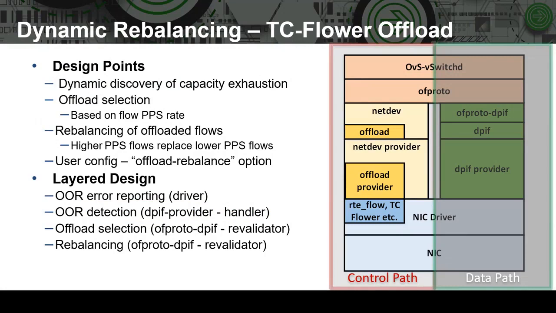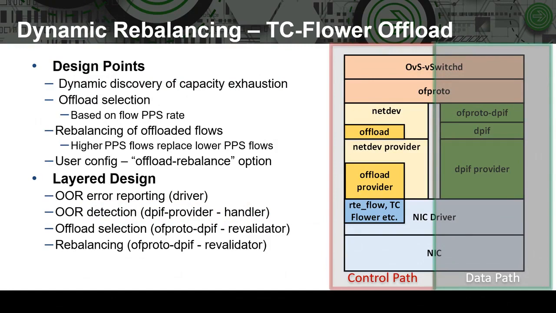The second step is marking the specific netdev to be in OOR state in OVS, which initiates rebalancing for that netdev. The next step is to start the process of selecting flows for offloading. The current design uses packets per second or PPS rate of flows as the criteria. OVS computes the PPS rate of flows on that network device. The PPS values are persisted across rebalancing iterations.